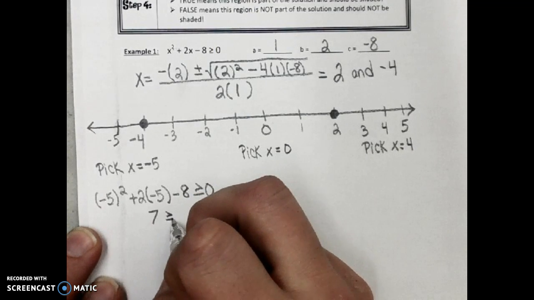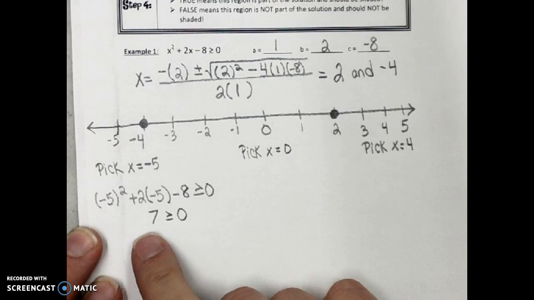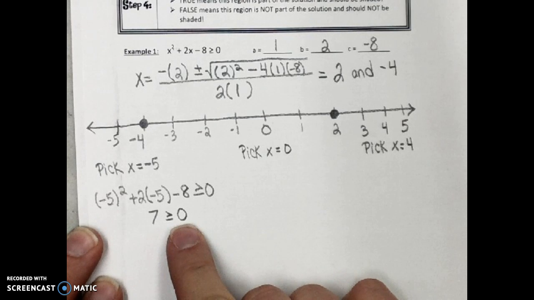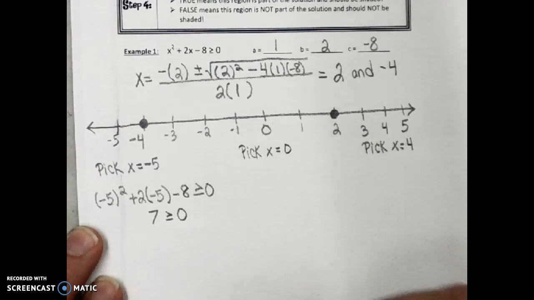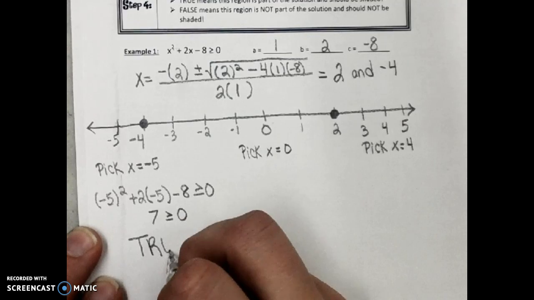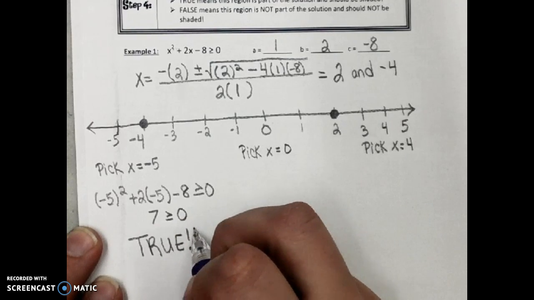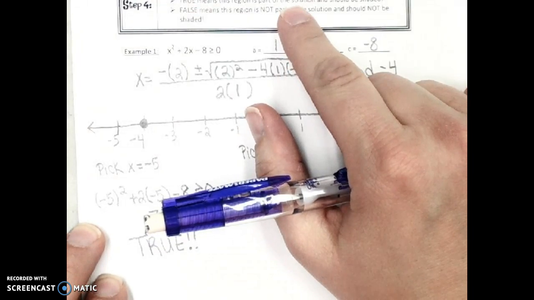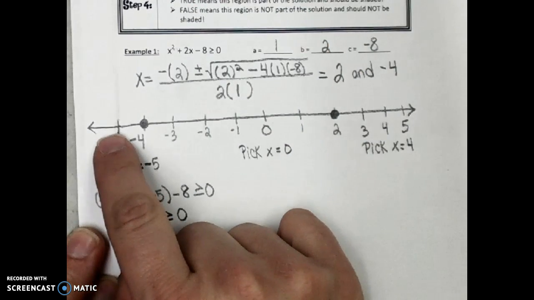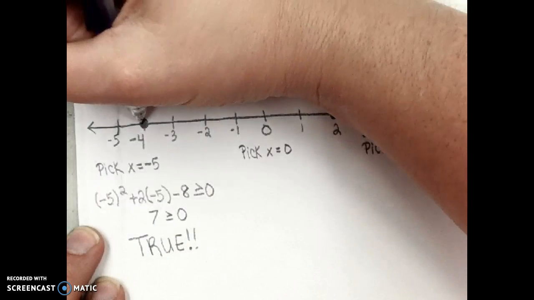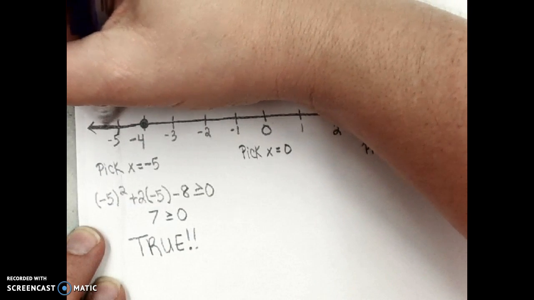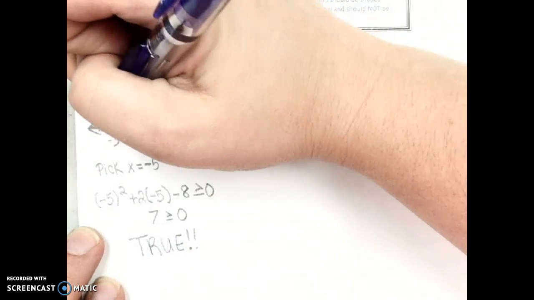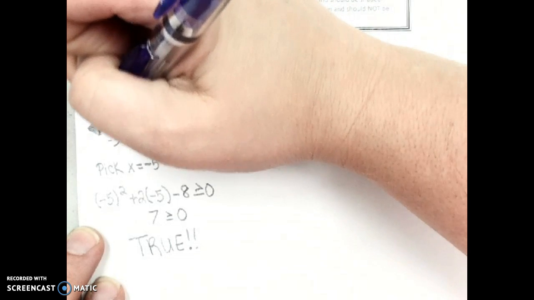And I ask myself, is it true that 7 is greater than or equal to 0? That is true. If you look back at your instructions, true means this is part of the solution and should be shaded. This was picked on the left side, so we will shade to the left. That means everything to the left of negative 4 is included.